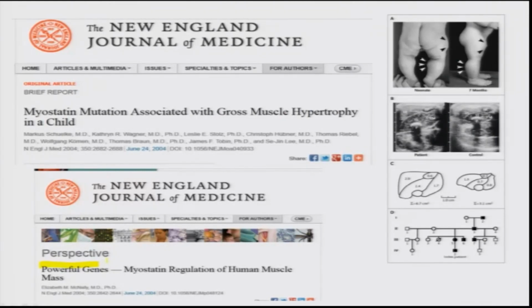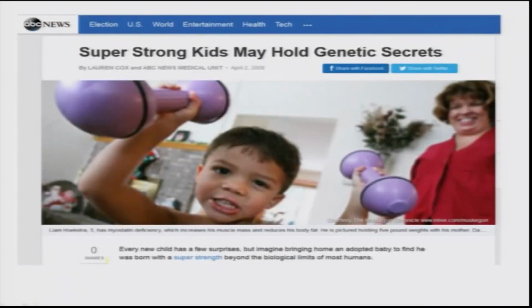So this is an example of that, and if you Google search, you will find many such babies. One of them I am just showing: super strong kids may hold genetic secret. This kid who is just 3 years old is deficient for myostatin, but he has increased muscle mass, therefore he shows a lot more, is more powerful than his peers. That really makes it interesting for at least the kids that are around that guy.